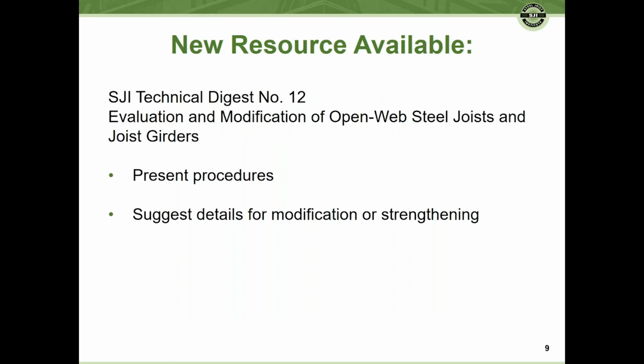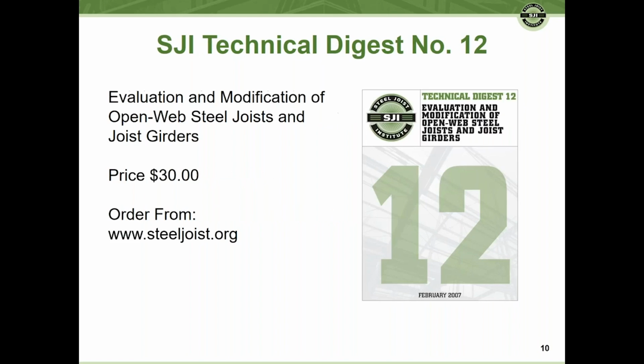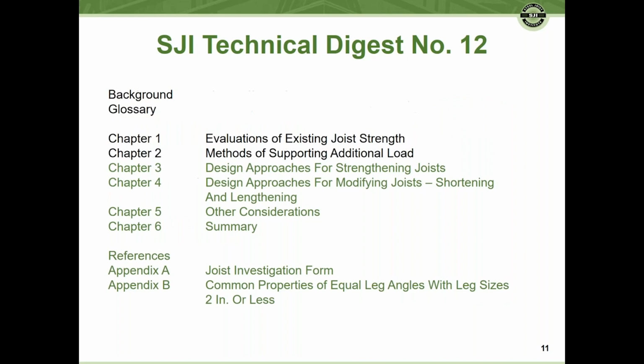In Technical Digest number 12, there are some procedures that we go through, and also some suggested details, which will probably save you a little bit of time as you're modifying joists. So that's the attempt in Technical Digest number 12, to help you speed up the process and make you more efficient. You can get that publication for $30, and you can order it at the SJI website, which is steeljoist.org.